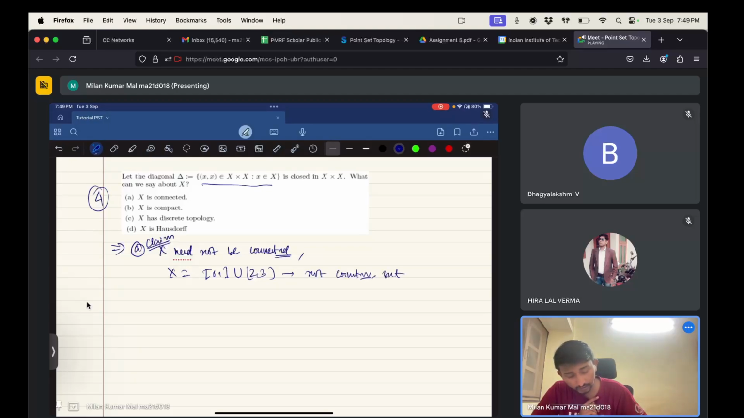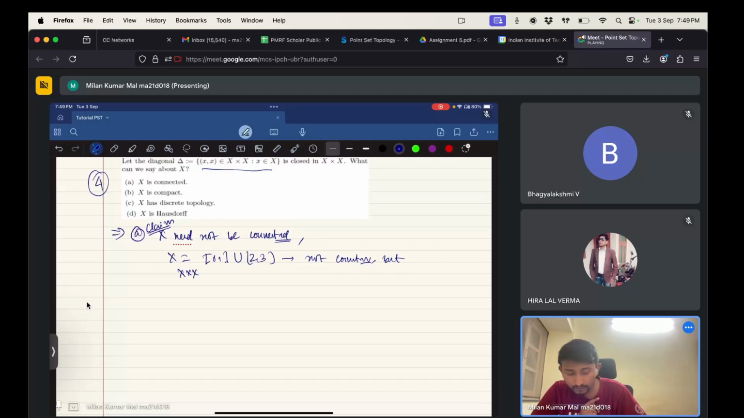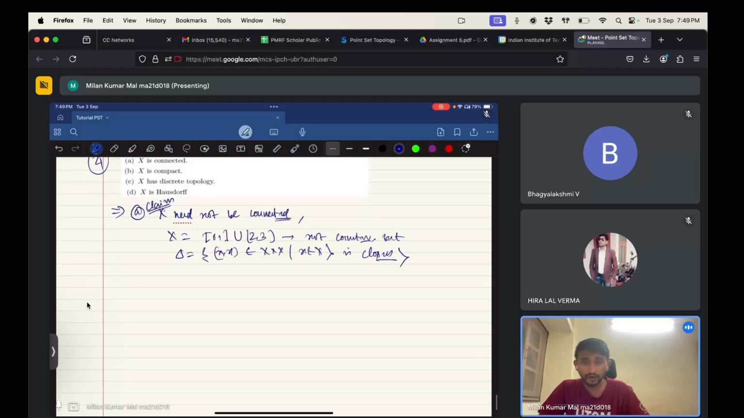but X cross X, delta equals, whatever the delta said, delta is equal to all those (x, x) belonging to X cross X such that x belongs to capital X, is closed. This is closed. Okay, that is not a big deal to prove. I can take this, or I can take X with discrete topology. Okay, so A is not true. Option B, X is compact or not.